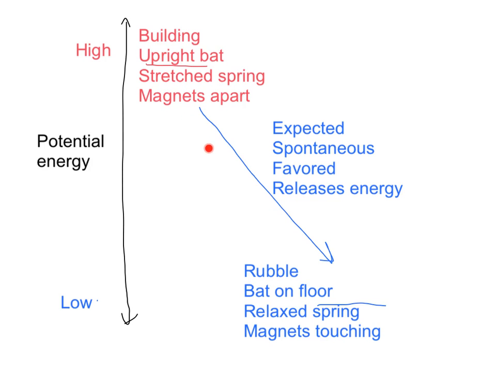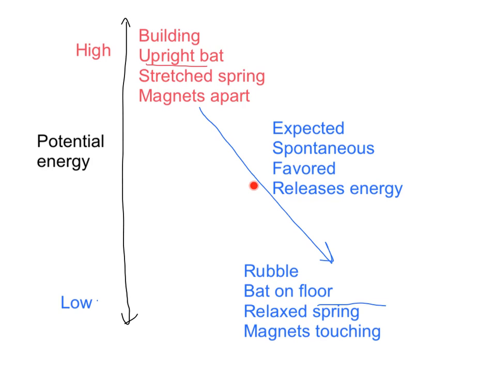Reactions going in this direction, from high potential energy to low potential energy, are what we expect, sort of our normal experience. Buildings might fall down, bats fall over, springs recoil, and magnets come together. In thermodynamic terms, they are spontaneous. They will happen if given enough time. Another way to say that it's favored, that's the reaction, again, is another way to say it's more likely.